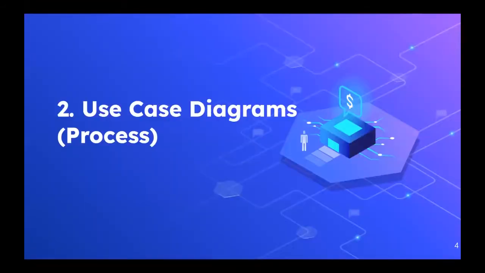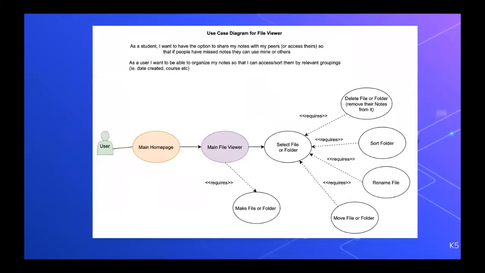Next, we'll talk about the use case diagrams that highlight the process. So we have use case diagrams for the file viewer, the file editor, and the chat box. The colored circles here just show common pages that the user might find themselves on between each of the diagrams. And as in this case for the file viewer, it shows the different things you can do from the file viewer.